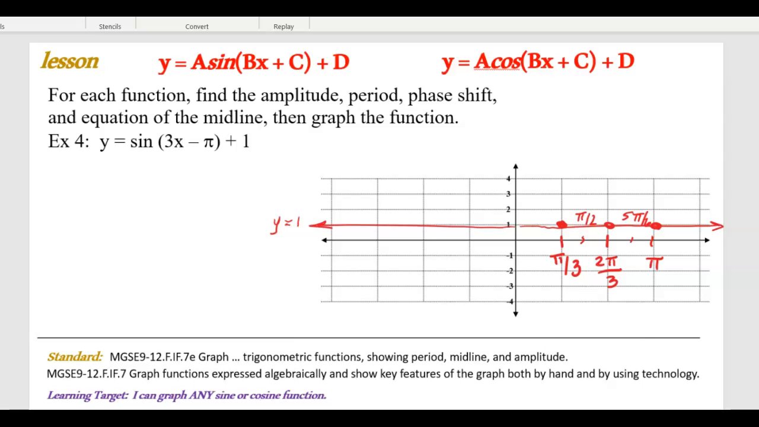Okay? Now, because the amplitude is 1, that means I go up 1 space and down 1 space. And then, of course, you can continue that if you choose. Some teachers will require that in the future. I just think for the sake of the concept, what matters is 1 full period of the graph.